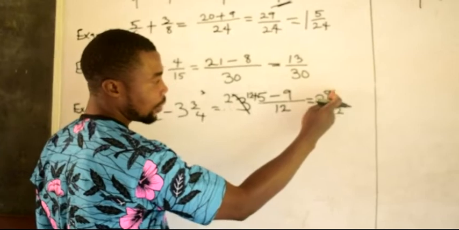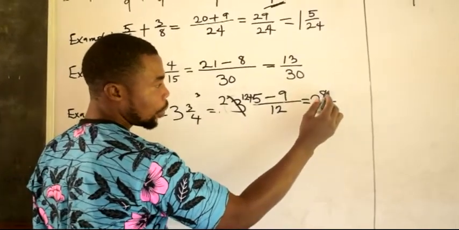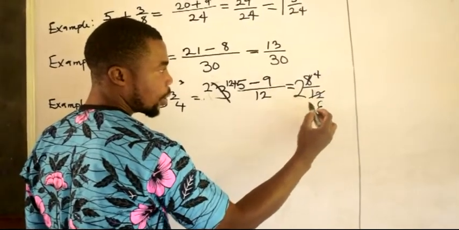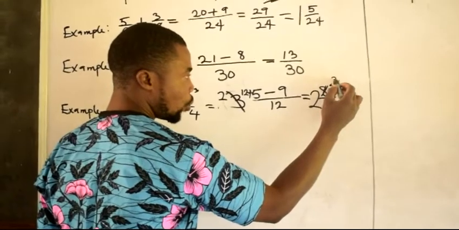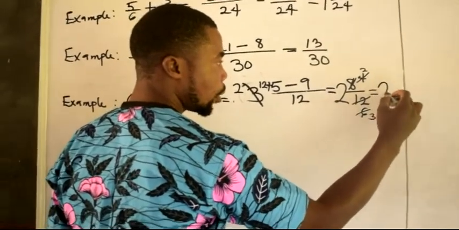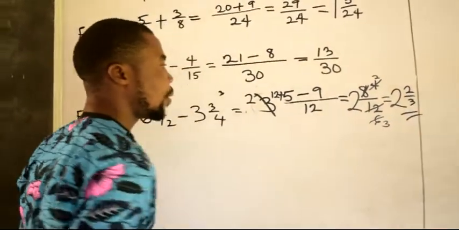Because you can still cut this down, the 2 can go here, 4. 2 can also go here, 6. 2 can go here again, 2. 2 can go here, 3. So our final answer will be 2 whole number 2 over 3. That is our final answer.